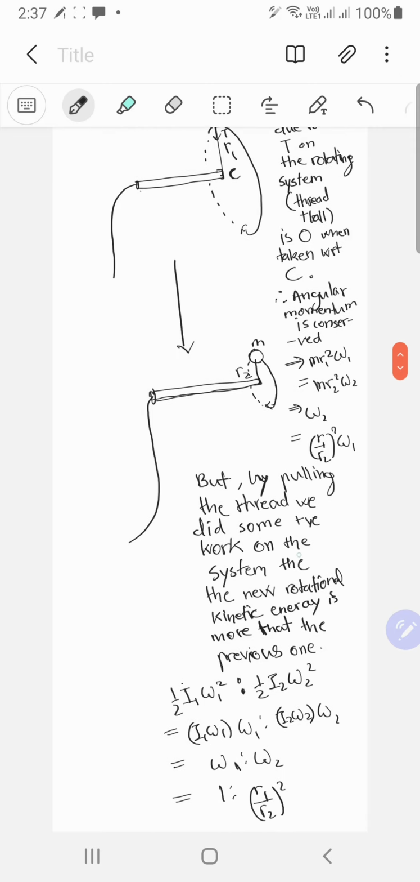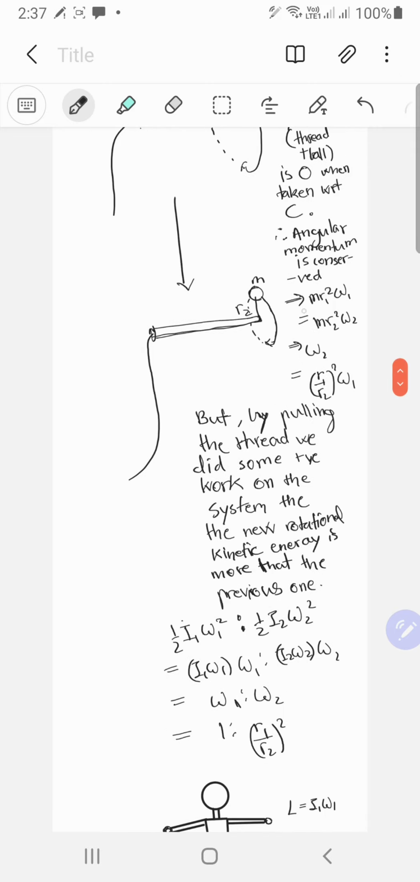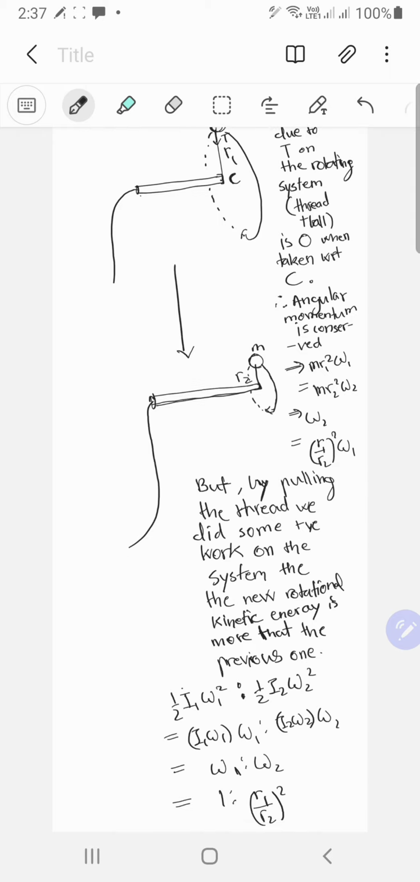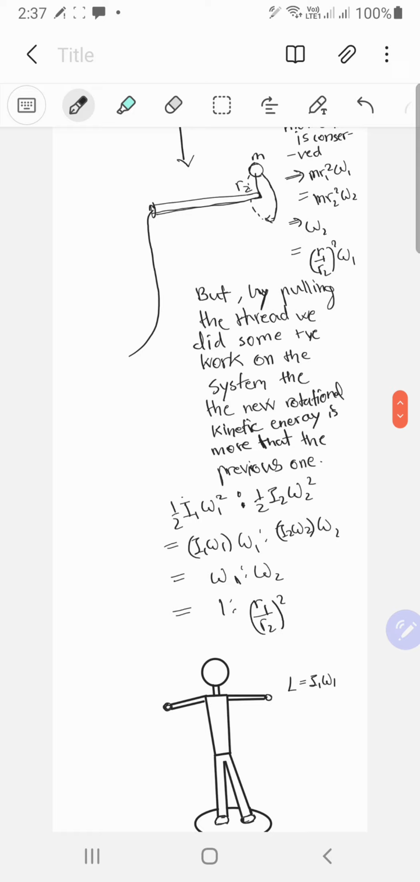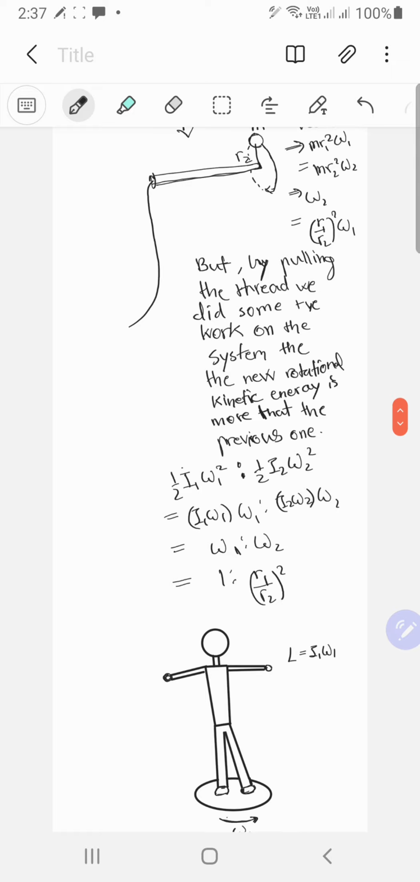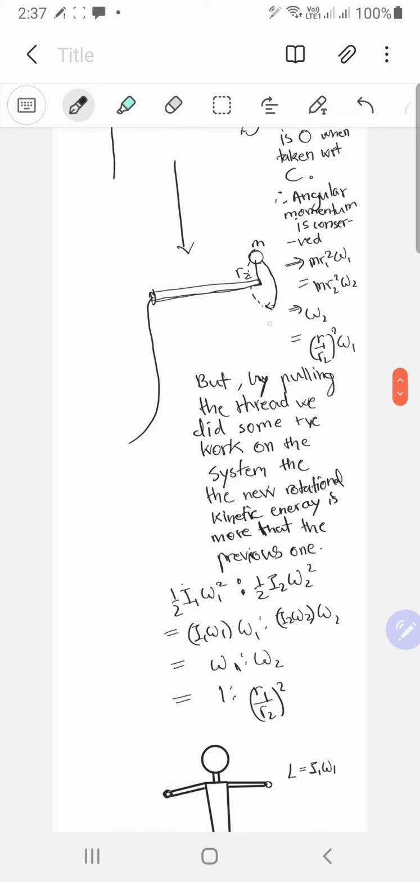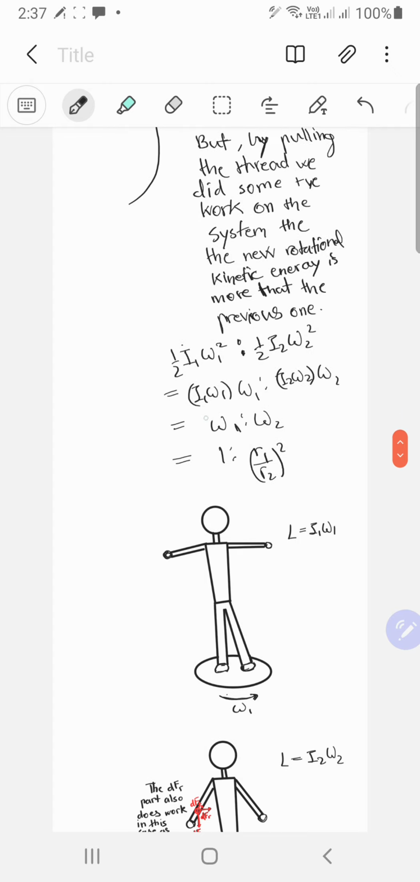So the angular momentum is conserved, and we have m r1 squared omega 1 equal to m r2 squared omega 2, which means omega 2 is (r1 upon r2) squared times omega 1. But by pulling the thread, we did some positive work on the system, so the new rotational kinetic energy should be more than the previous one. So if we take the ratio of the previous kinetic energy to the new rotational kinetic energy, notice that I1 omega 1 and I2 omega 2 are actually just the angular momentum, and they are equal, so they cancel away.